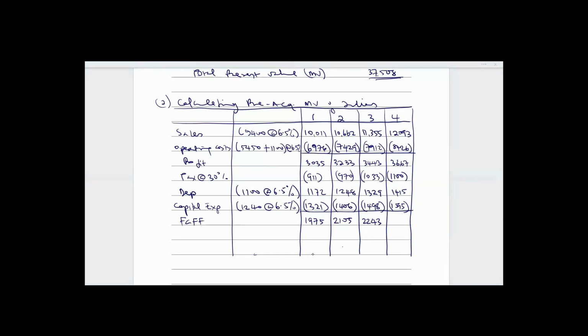Finally, 3687 minus 100, 1100, then plus 1415 minus 1595 equals 2387. So I need to discount this at 9%.